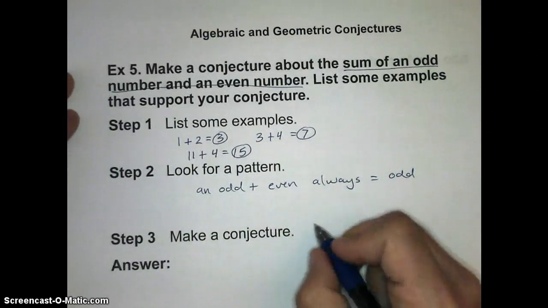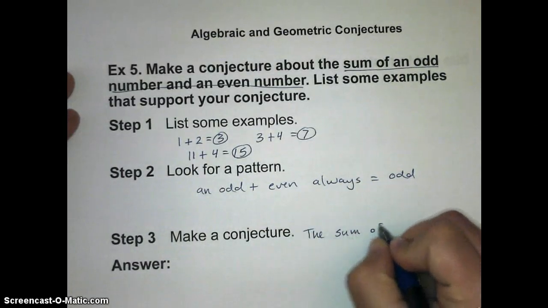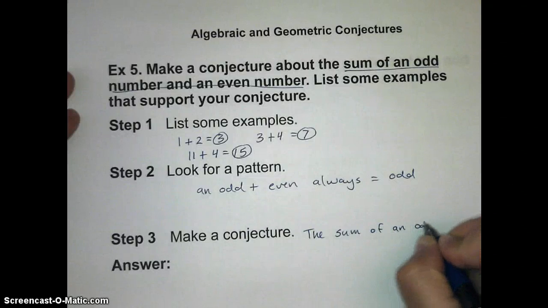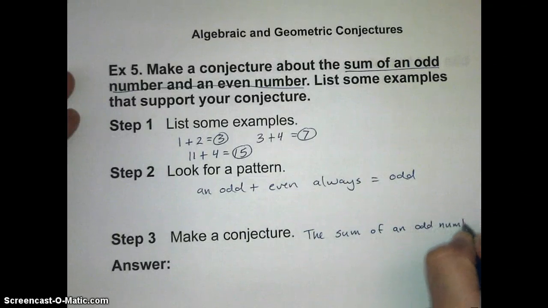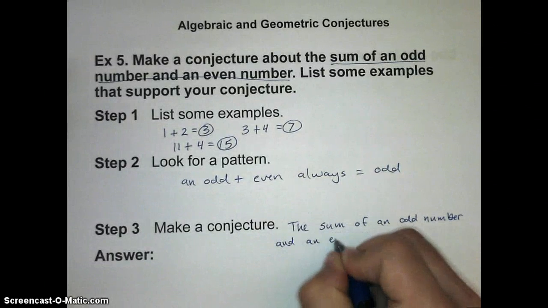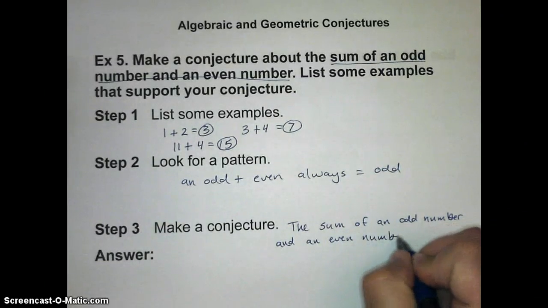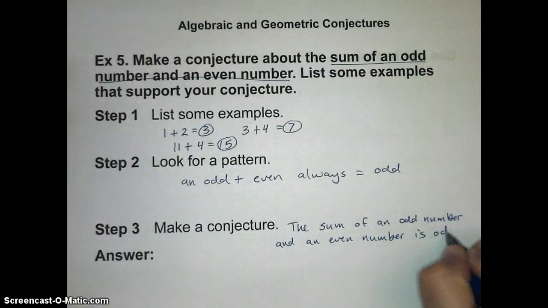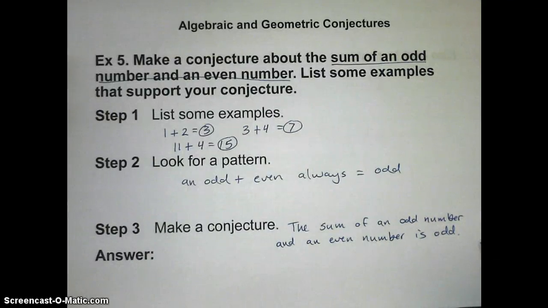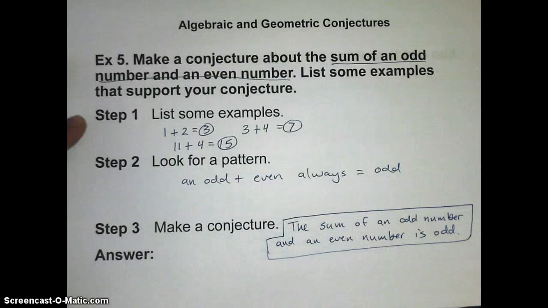So here's our conjecture. The sum of an odd number and an even number is odd. And that can be our conjecture.